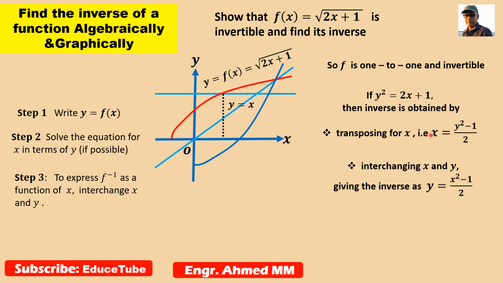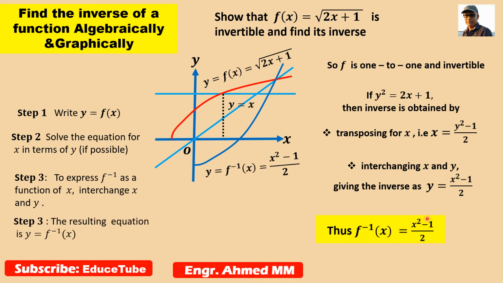What does it mean? Here we got this equation by transposing for x. Now interchanging x and y means in place of x we put y, and in the position of y we put x. So we get our equation y equals (x squared minus 1) by 2. This is the inverse function. So surely we can write f inverse of x equals (x squared minus 1) by 2. Surely we can plot this for this curve, because it is the reflection of this one graphically, and we solved it algebraically. So we are done for this part.